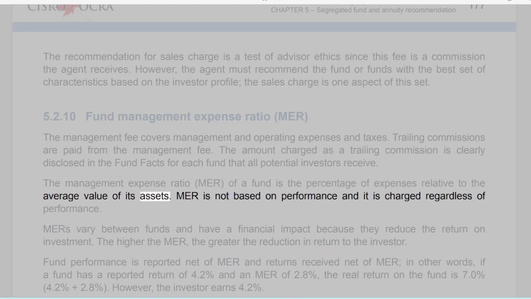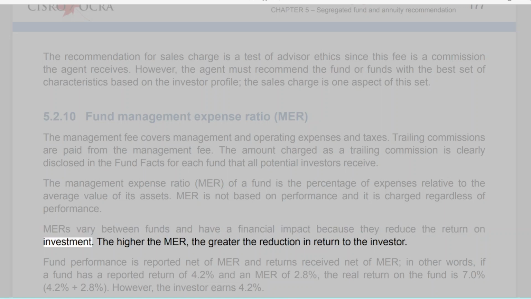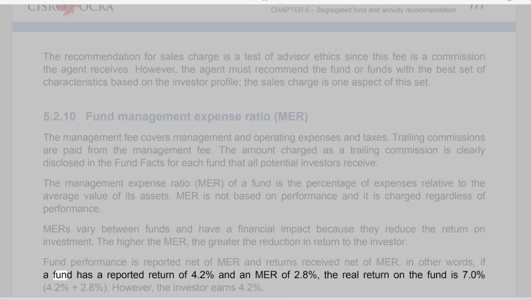of its assets. MER is not based on performance and it is charged regardless of performance. MERs vary between funds and have a financial impact because they reduce the return on investment. The higher the MER, the greater the reduction in return to the investor. Fund performance is reported net of MER and returns received net of MER. In other words, if a fund has a reported return of 4.2% and an MER of 2.8%, the real return on the fund is 7%, 4.2% plus 2.8%. However, the investor earns 4.2%.